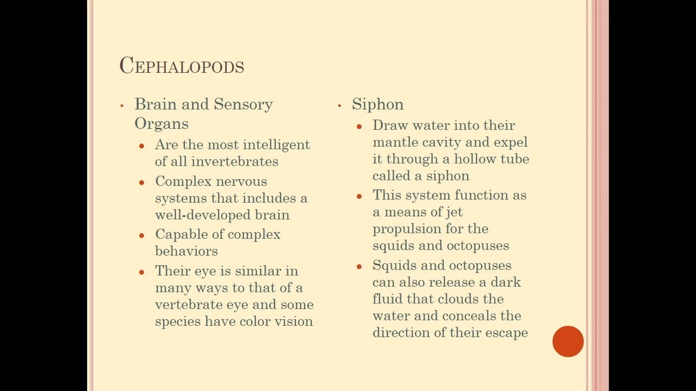They have a siphon, which is a place where they're able to draw water into the cavity, and then they can expel it out, propelling them or giving them jet-like motion. Squid and octopus do this as well.